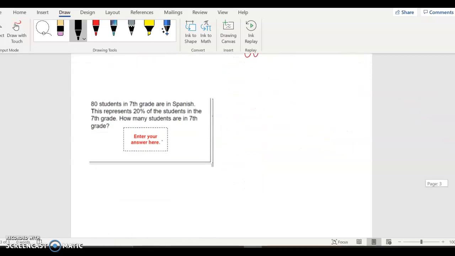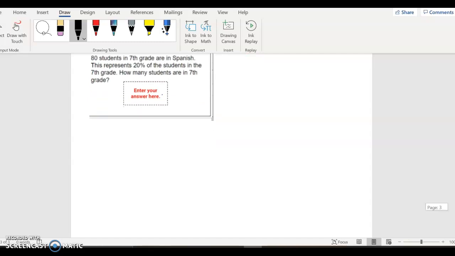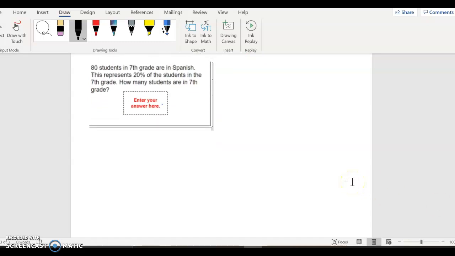Okay. Last example from the slide deck. 80 students in 7th grade are in Spanish. This represents 20% of the students in 7th grade. How many students are in 7th grade? So we know we need our proportion. We have a percent, it's 20, so percent goes on top of 100. Okay, 80 students in 7th grade are in Spanish. That is only part of the 7th grade. Not every 7th grader is in Spanish. So we're trying to figure out the total, how many students are in 7th grade. So x goes on bottom.